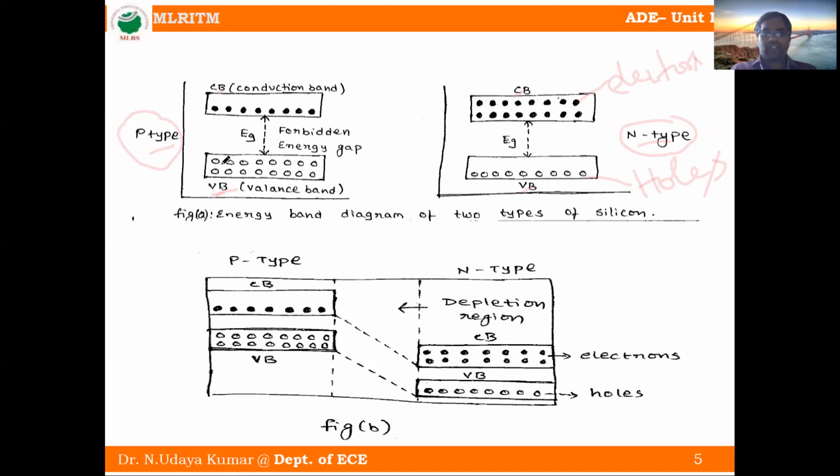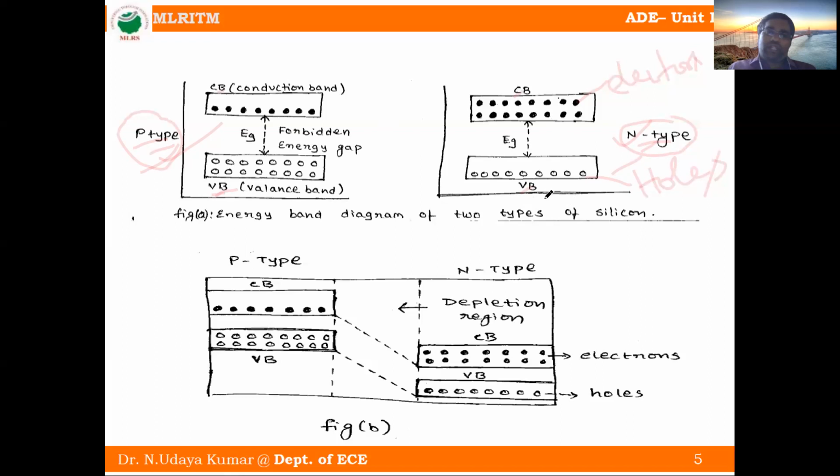Okay. So this is the P type, this one is the N type. These two we call the energy band diagram of two types of silicon. It is a P type material and an N type material, but it is silicon material. So this is the energy band diagram. Whenever we combine P type and N type together, this is a P type, this is an N type. We are combining them together. What happened, we will see.